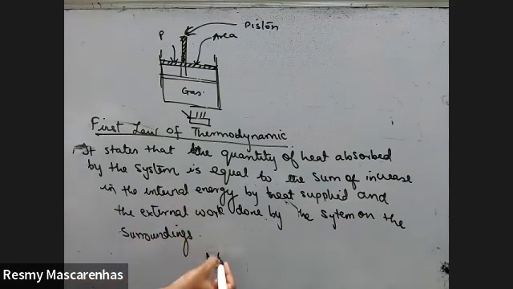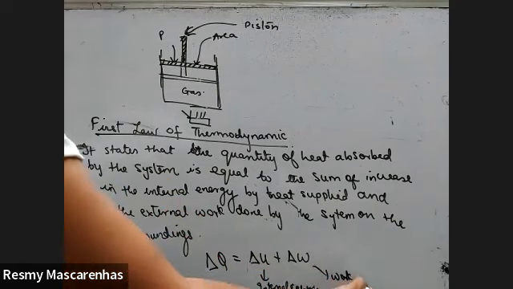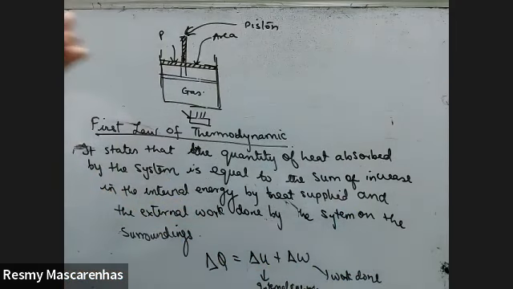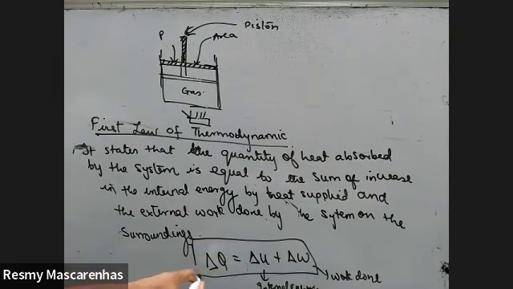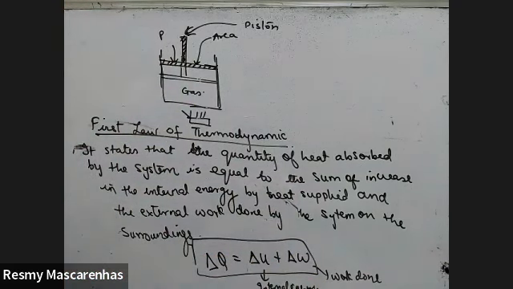Basically, it means this delta Q is nothing but the sum of the internal energy and the work done. U is for internal energy, which we had seen in the previous class, and W is for work done. And delta Q is heat supplied.